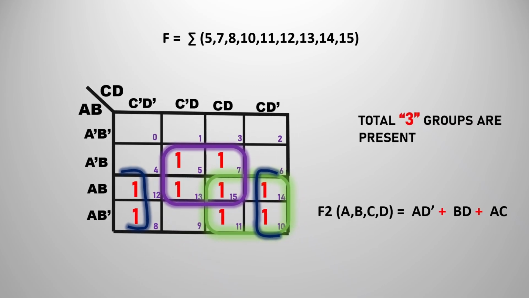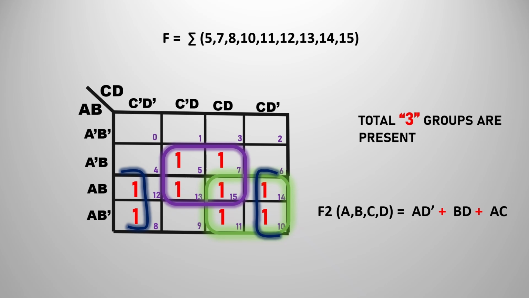After reducing the blue group, we are left with only 3 groups. So the output equation would look like this: F2 is A D bar plus BD plus AC. That is the main use of identifying the redundant groups. The blue group is also known as a redundant group, since without it all ones can still be grouped.